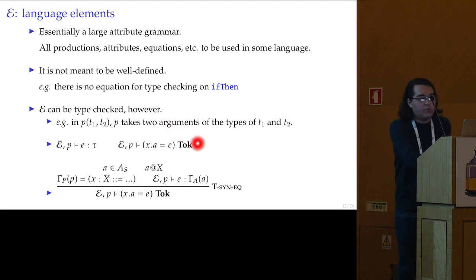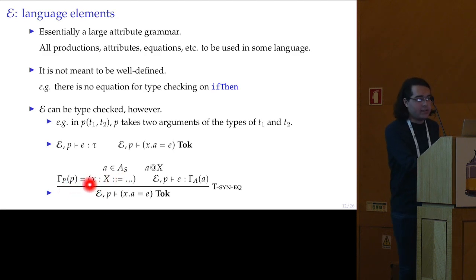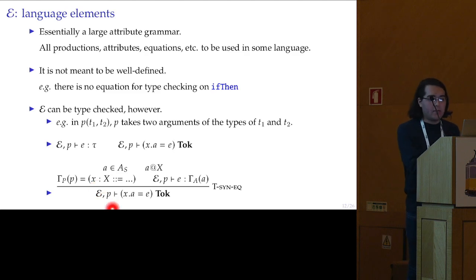So an example rule for this, to check to see if a synthesized equation is well typed, goes something like this. You're trying to check the equation at the bottom, so you look up the type of the production, and you get the signature here. You say, hey, X, the name of the left-hand side, matches, okay, cool, and A is a synthesized attribute, it's in our set of synthesized attributes.